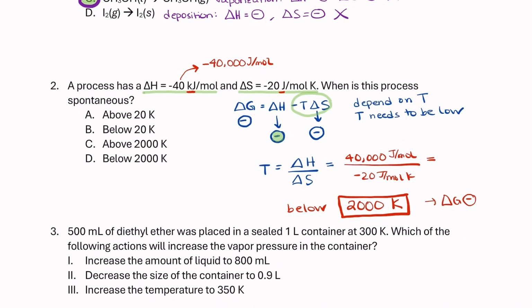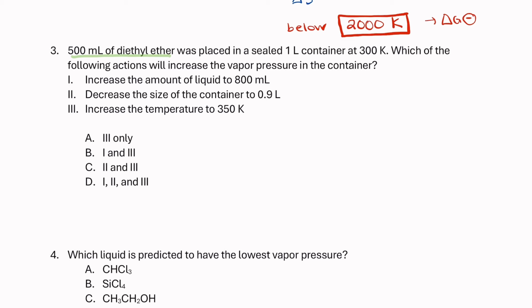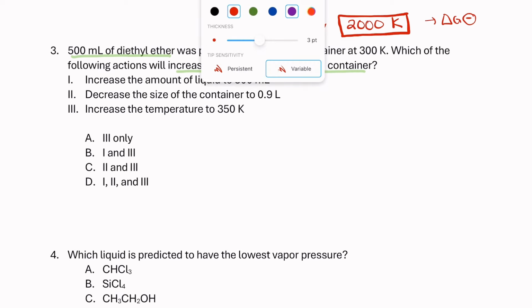Problem 3 says 500 milliliters of diethyl ether was placed in a sealed 1 liter container at 300 Kelvin. Which of the following actions will increase the vapor pressure in the container? For a pure liquid in a closed container at equilibrium, the vapor pressure depends only on temperature, not how much liquid you have, and not on the container volume, as long as some liquid is present to establish equilibrium.